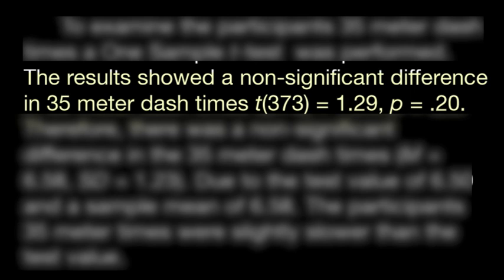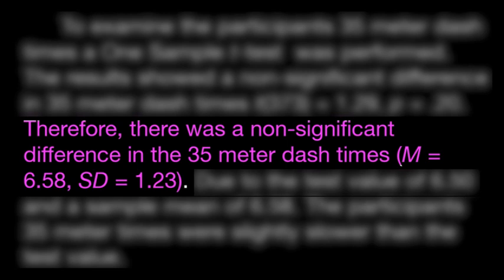And then you have the t-value statement: t, 373 as the DF, space, equals, space, 1.29, comma, p in italics, space, equals, space, 0.20, period. The next sentence really pushes toward the mean and the standard deviation. So therefore, there was a non-significant difference in 35-meter dashes, again 0.20 makes it non-significant. You always have to keep reminding people what you're doing.